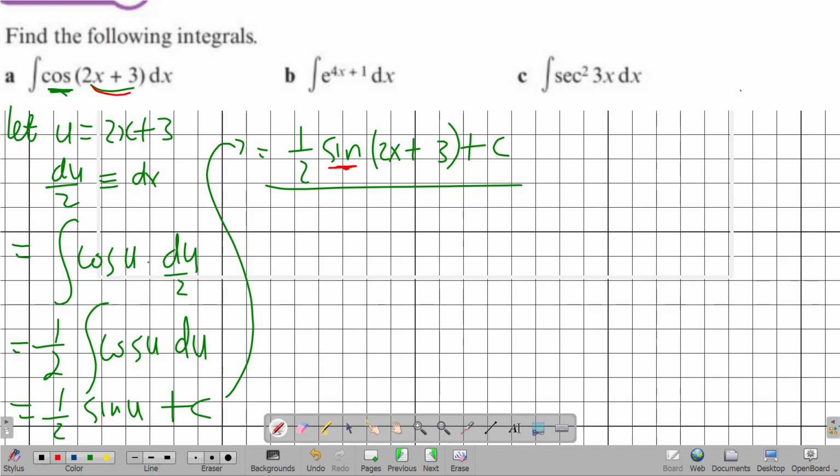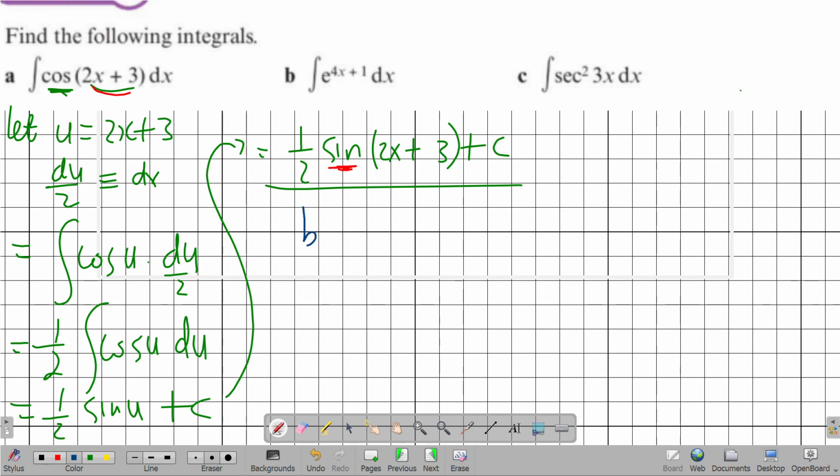Remember, when we're doing the chain rule in differentiation, when you find the derivative of the inside function, you multiply it to the outside function. So right now, because the derivative of the inside function is 2, we divide the answer by 2. And then we just write half sin(2x + 3). That's the way of doing this type of differentiation, integration.